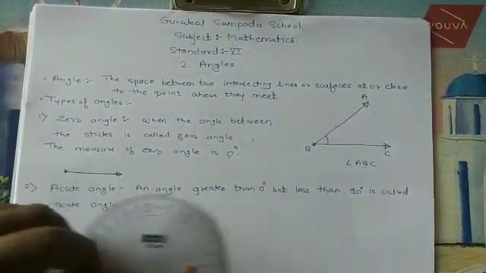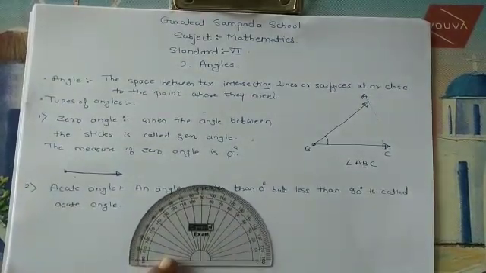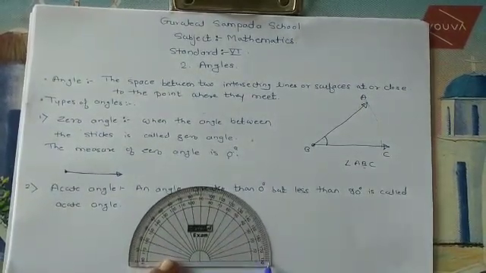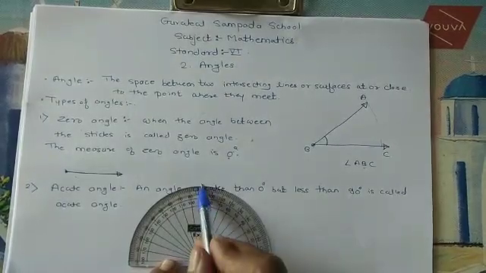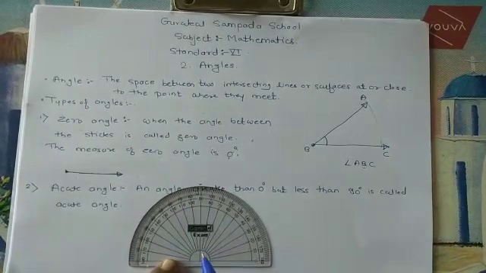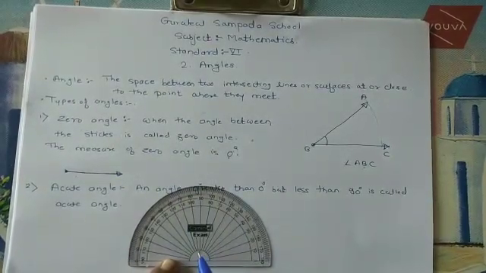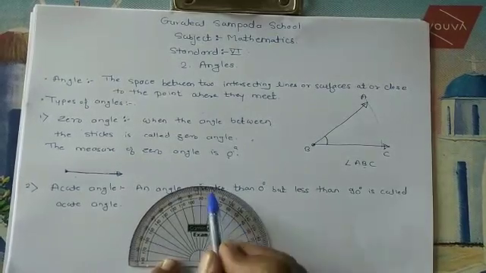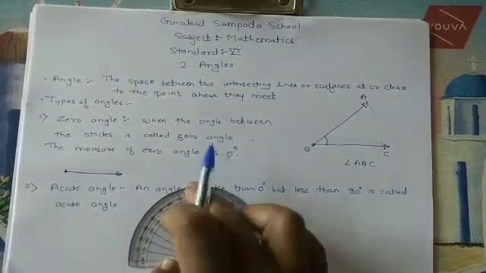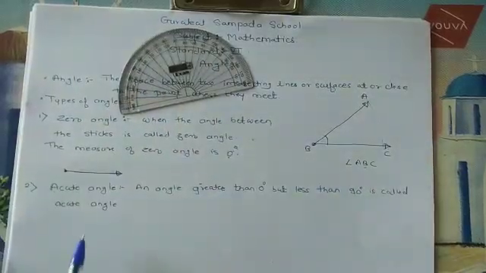Because we know that we start to measure an angle from here, 0 degree. Here is the 90 degree. Now whenever the angle formed between the two intersecting lines lies between 0 and 90 degree, meaning in between these, then that angle is called an acute angle.